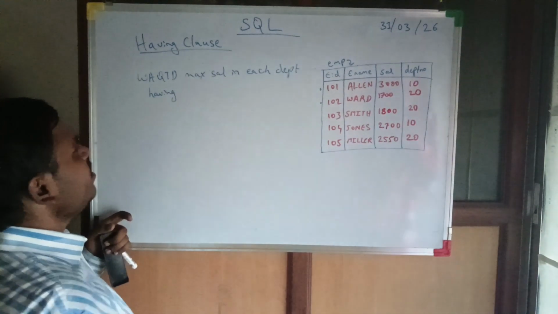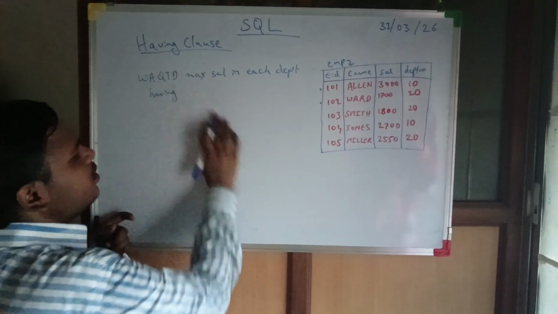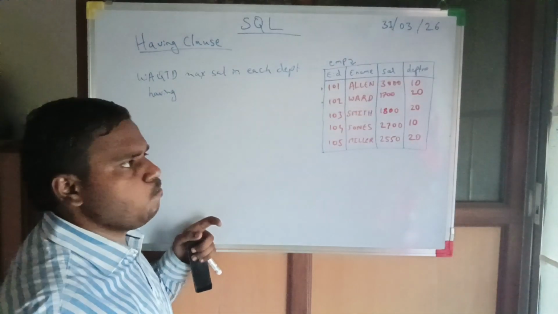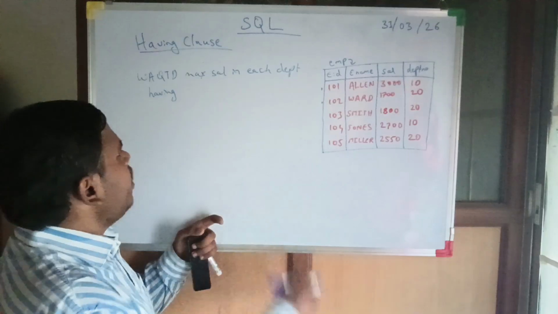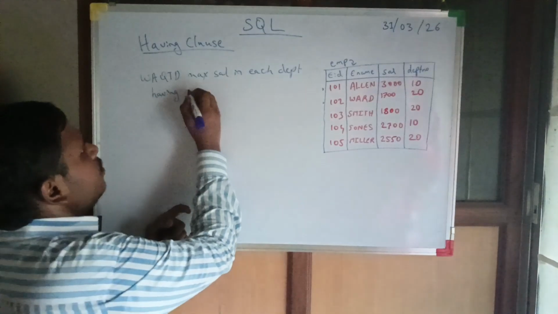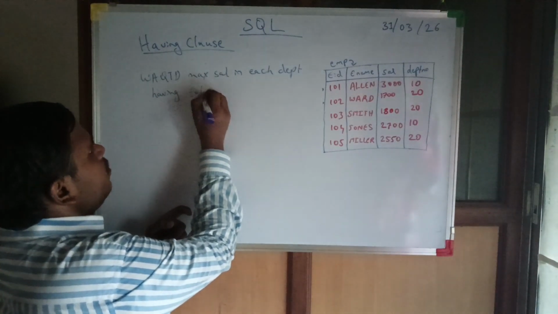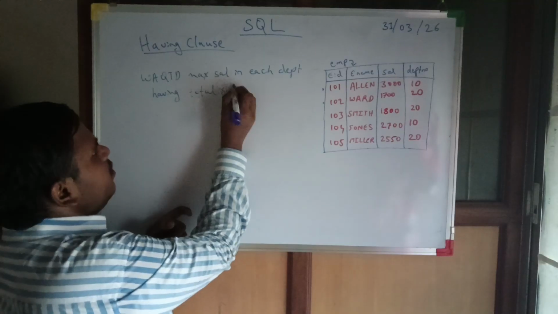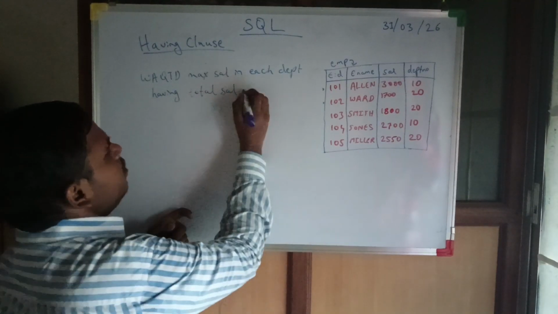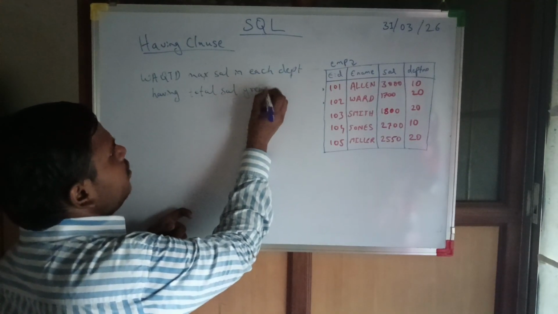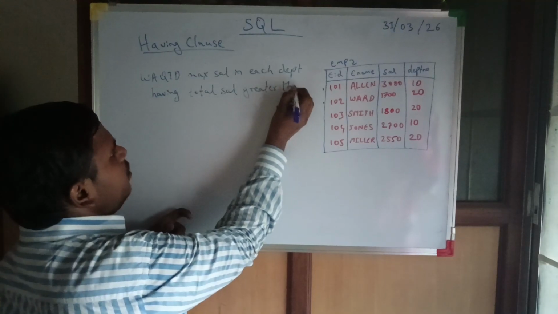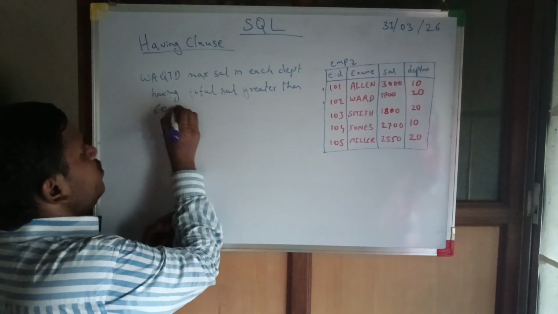Write a query to display maximum salary in each department having total salary greater than 6,000.